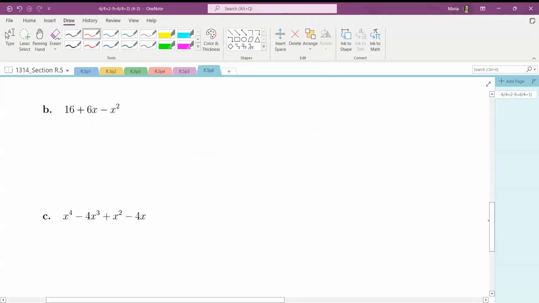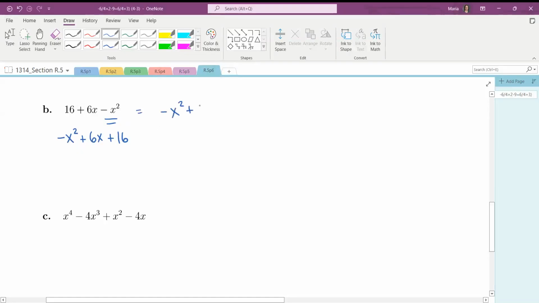All right, in part B, something to notice, this polynomial is not written in standard form. So I'm going to go ahead and rearrange the terms so that we write it from left to right with descending powers of x. So the negative x squared goes first, then the positive 6x. Then the positive 16. You want to make sure when you move terms around that you keep each sign with the term.